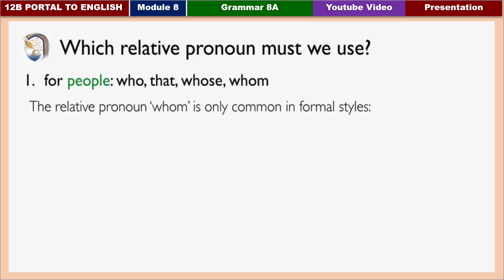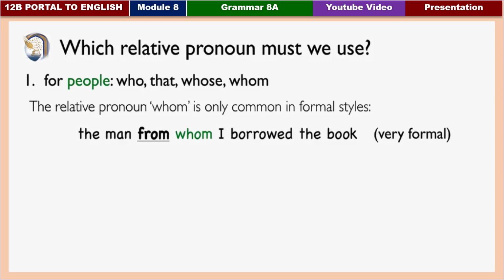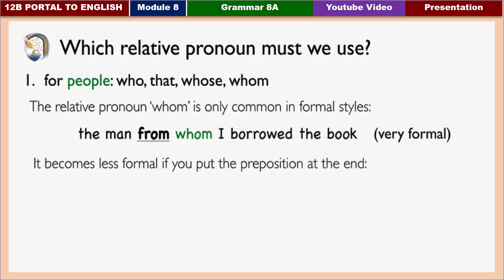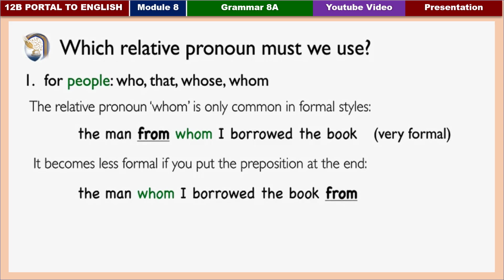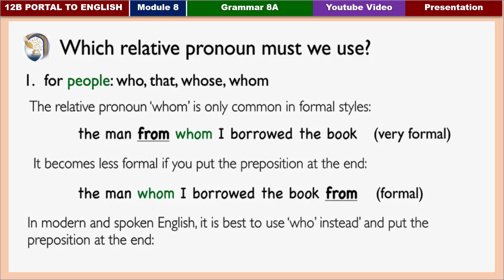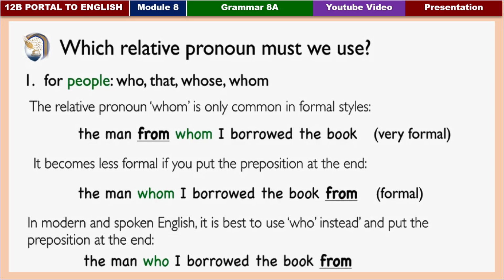Be careful with the relative pronoun whom. This pronoun is only common in formal styles. For example, the man from whom I borrowed the book sounds very formal. It becomes less formal if you put the preposition at the end. The man whom I borrowed the book from. However, it's still quite formal. In modern and spoken English, it is best to use who instead and put the preposition at the end. The man who I borrowed the book from.